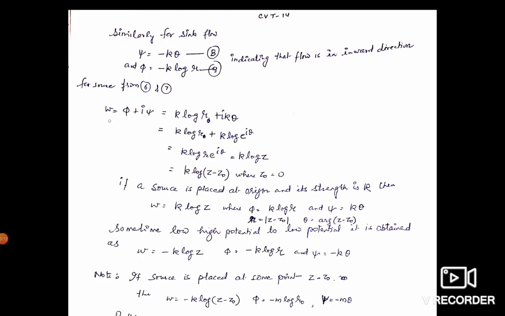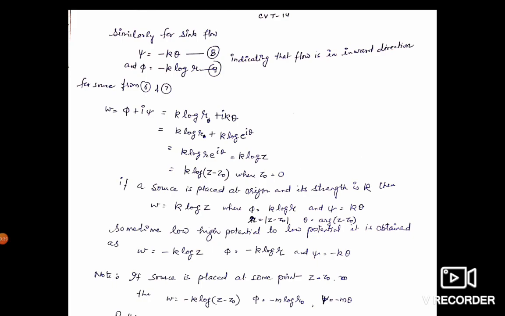Now we again write what is W. W will be phi plus i psi. Put the value of phi, put the value of psi. Change this k theta in terms of log. Combine the two. This will be k log r e raised to the power i theta. This is r, this is e raised to the power i theta. In place of r e raised to the power i theta, I can put z. So it is k log (z minus z naught). Where what is z naught? It is 0.